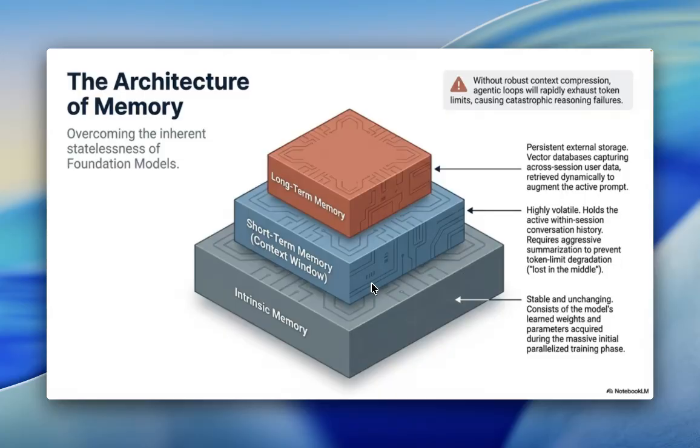The architecture of memory: overcoming the inherent statelessness of foundation models. Without robust context compression, agentic loops will rapidly exhaust token limits, causing catastrophic reasoning failure. Long-term memory: persistent external storage, a vector database capturing cross-session user data, retrieved dynamically to augment the active prompt. Short-term memory: highly volatile, holds the active within-session conversation, requires aggressive summarization to prevent token limit degradation, and risks getting lost in the middle. Intrinsic memory: stable and unchanging, consisting of the model's learned weights and parameters acquired during the massive initial parallelized training phase. So you have an intrinsic memory, a short-term memory in the context window, and a long-term memory.